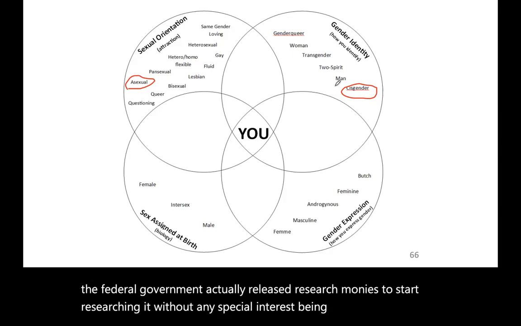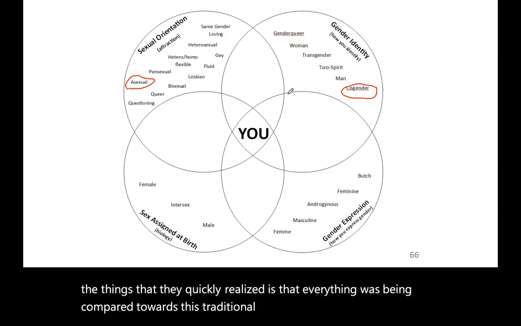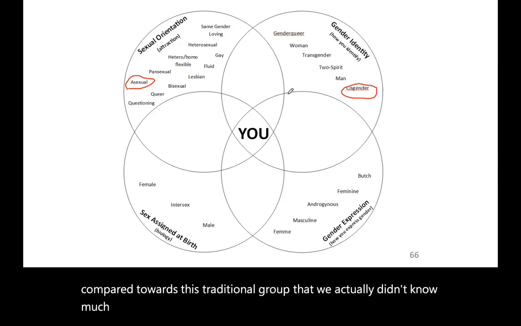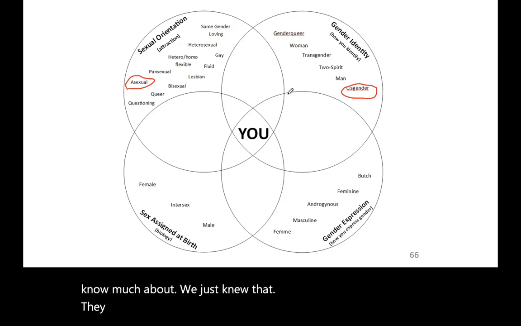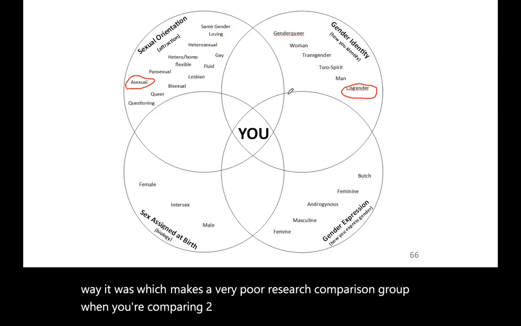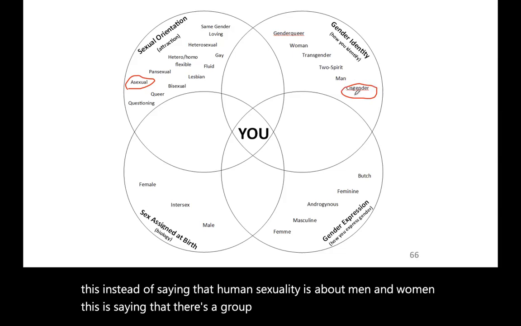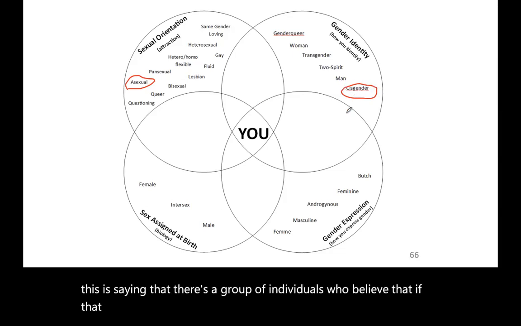One of the things that they quickly realized is that everything was being compared towards this traditional group that we actually didn't know much about. We just knew that they like girls, the girls like the guys, and they felt that was the only way it was, which makes a very poor research comparison group. So instead of saying that human sexuality is about men and women, this is saying that there's a group of individuals who believe that, if that makes sense.